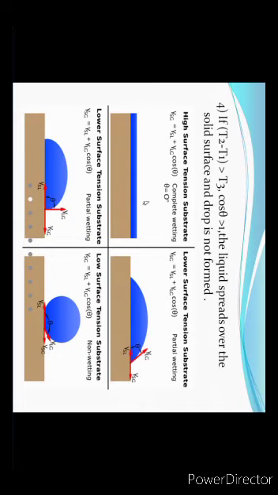Look at the first case. This is the case which I just mentioned. When cos theta is greater than 1, the liquid completely spreads and no drop is formed. That is complete wetting. The second case, look at the arrow, it is partial wetting, when cos theta is 1 or theta is 0. And in this case, again, a partial drop is formed. This was the first case we had discussed: a partial drop is formed. And this is the second case: a complete drop is formed.